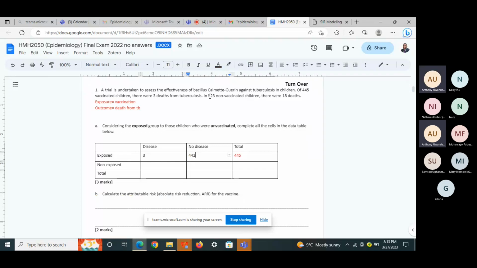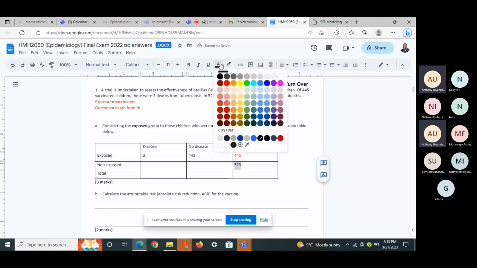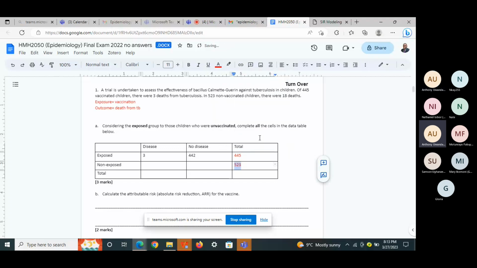Now, the next is 523 non-vaccinated. If the exposure is vaccination, it means that the non-exposure is non-vaccinated, right? So a total of 523 children. So here will be 523. That is the total for the non-exposed. And then among these 523, there were 18 deaths. So you put your 18 here.